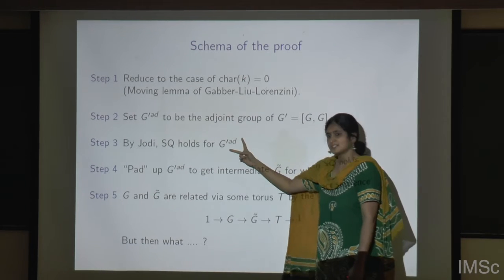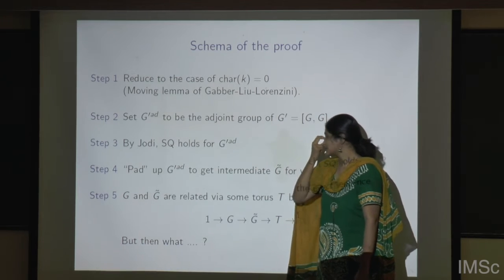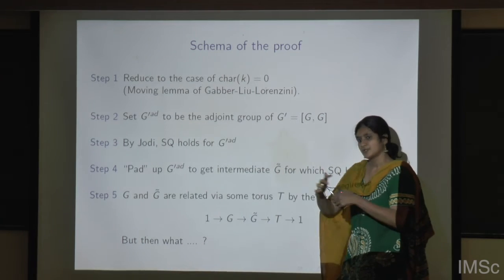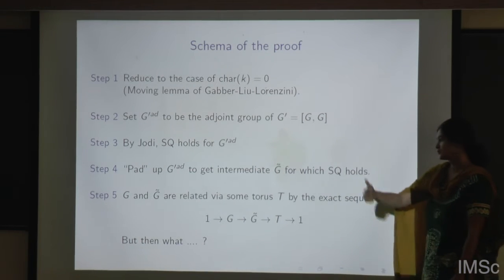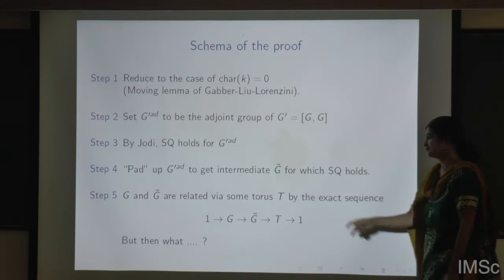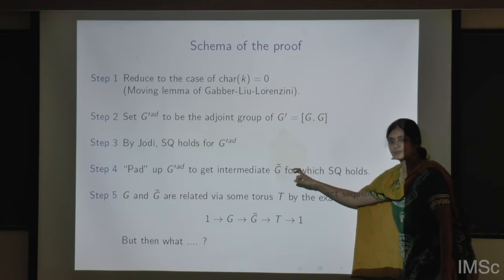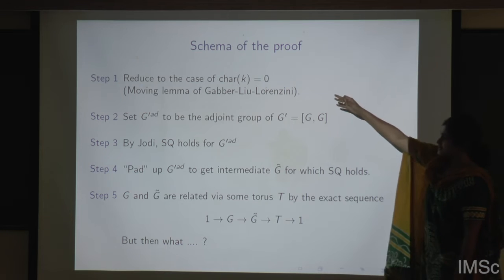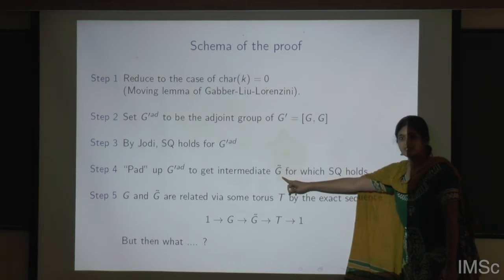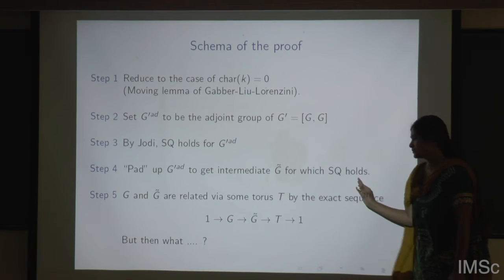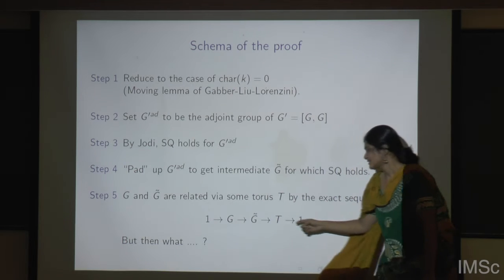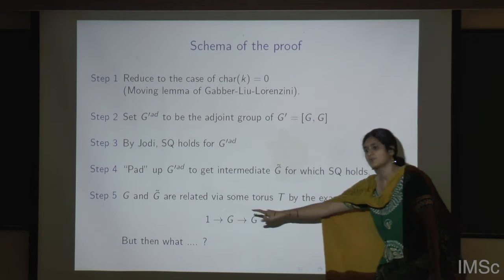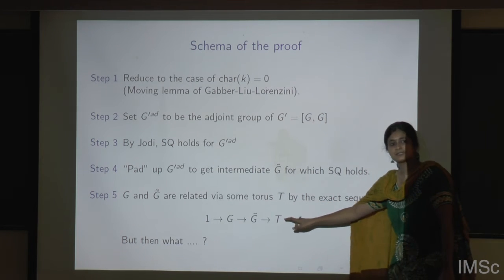And by Jodi, you know this case, right? You know how to answer this. And then you pad up your adjoint group, using all those 3 lemmas in a nice fashion, to get Serre's question for some intermediate group, G tilde. So I want to answer the question for G, but somehow I've answered this question for G tilde. What is the relation between these two? They are related by a short exact sequence where this is a torus: 1, G, G tilde and T.